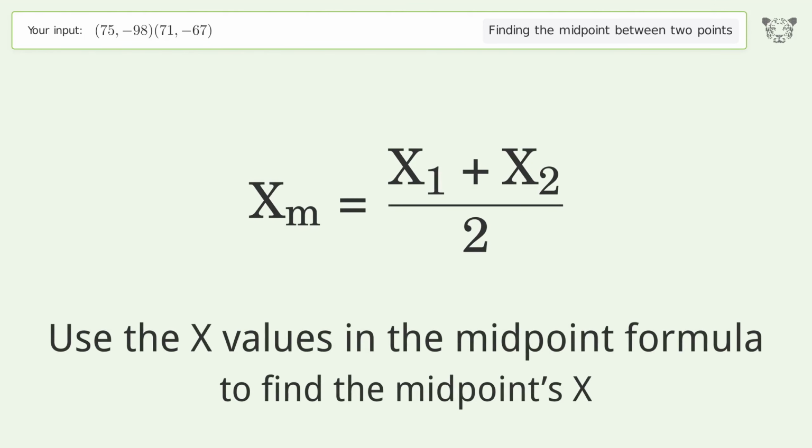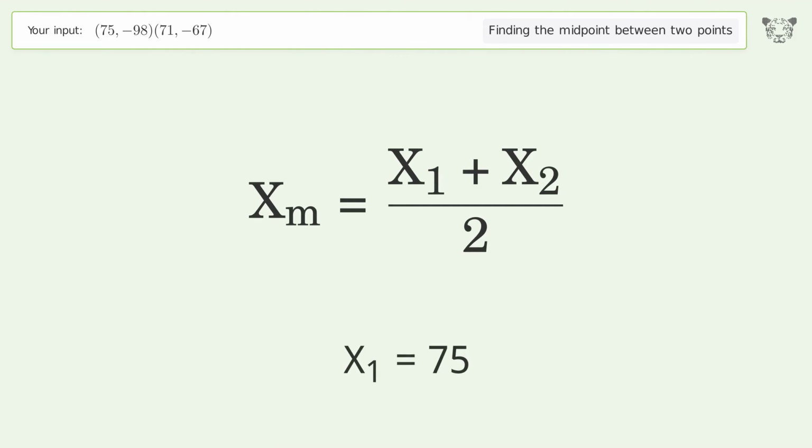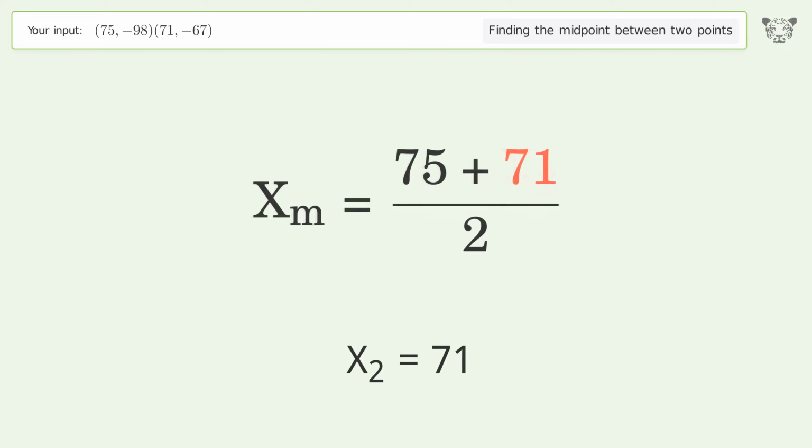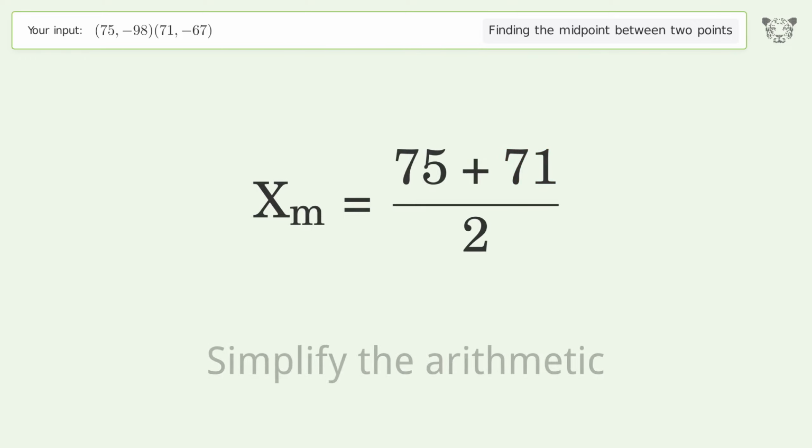Use the x values in the midpoint formula to find the midpoint's x. x1 equals 75. x2 equals 71. Simplify the arithmetic.